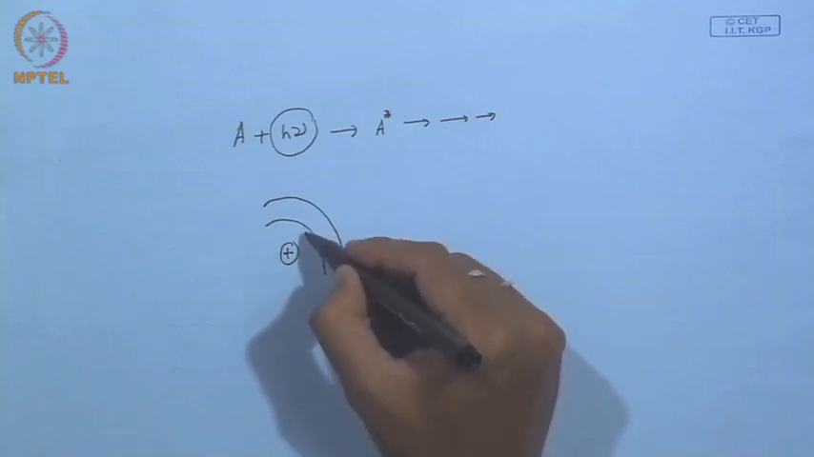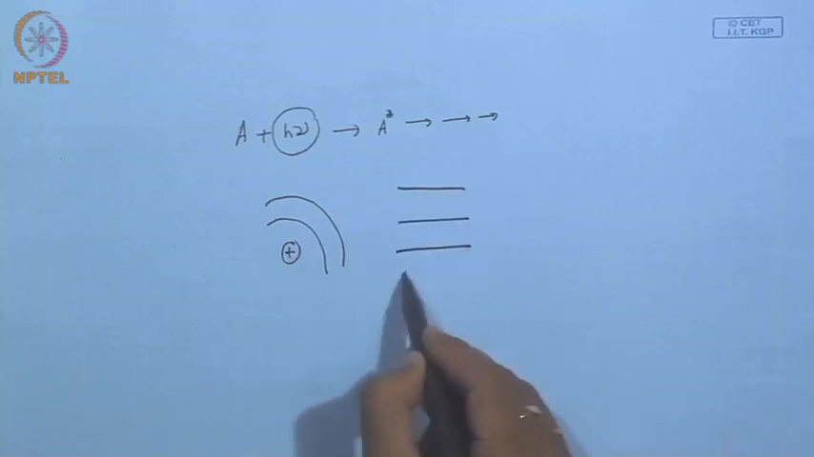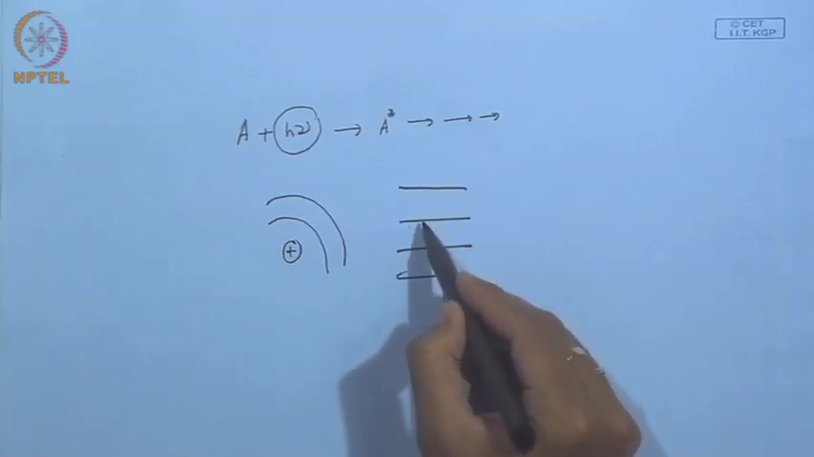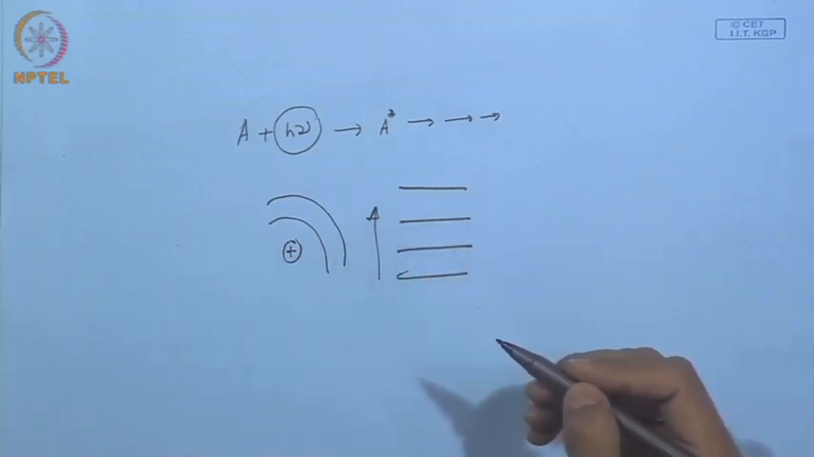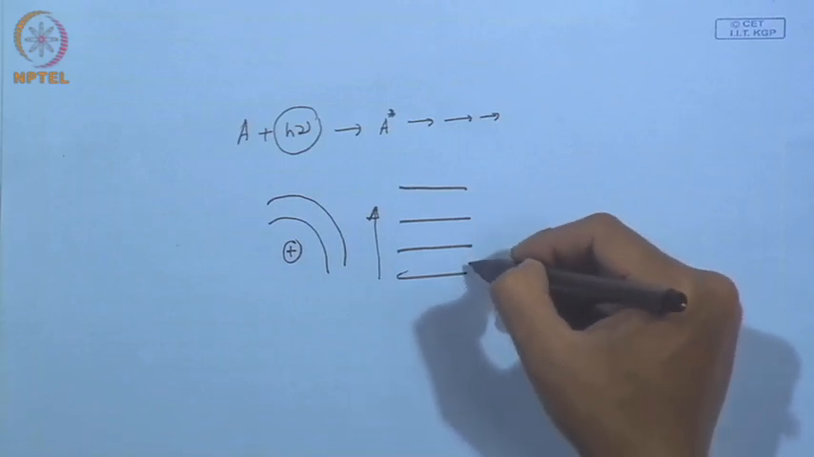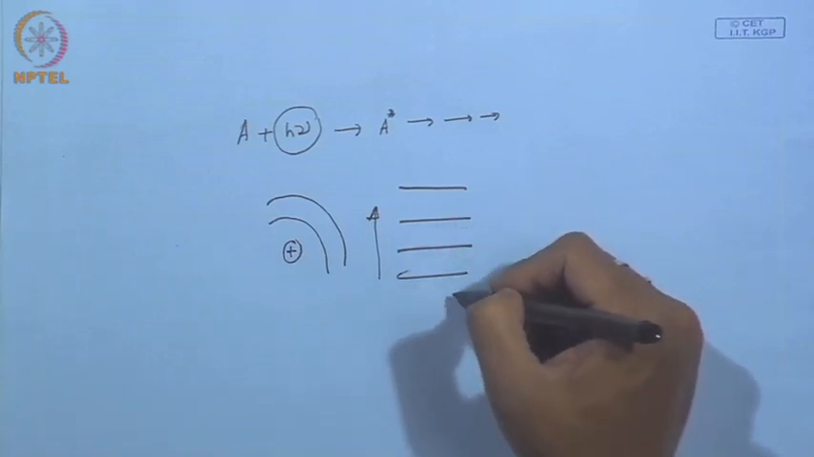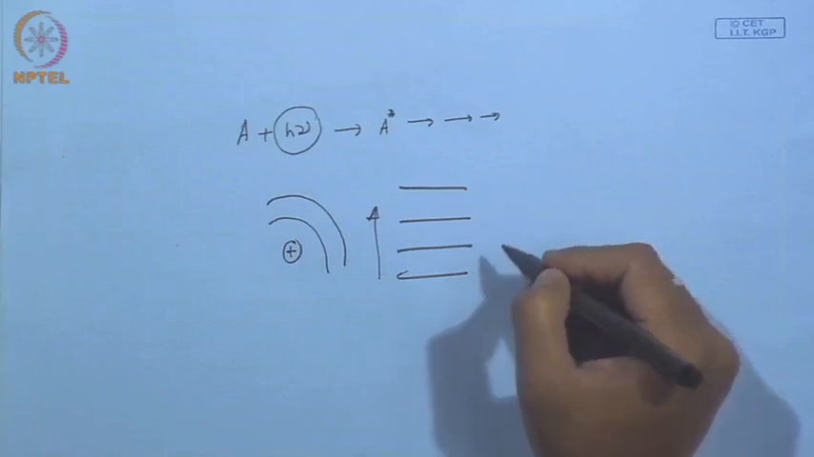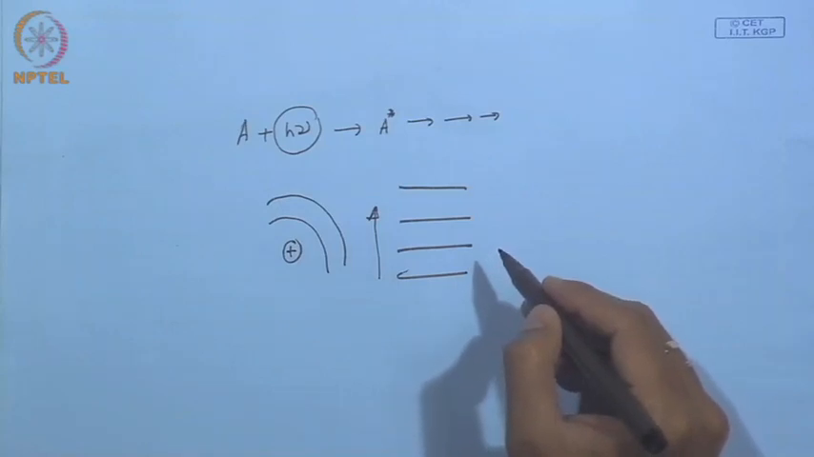So, atoms or molecules are associated with a number of energy levels like this, which are denoted by these lines. Energy is increasing this way. So, maybe this is the lowest energy, then gradually it increases. Maybe these are all electronic energy levels. Now, this is a system, and this system is having a bunch of energy levels.